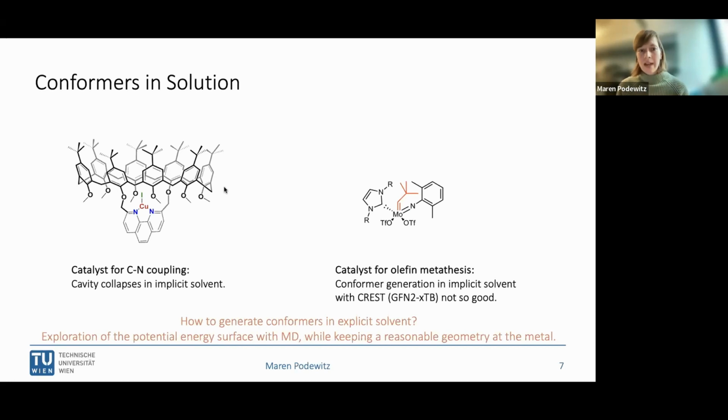Now, if you want to do that, you see we have these transition metals here, and they are typically a challenge for any kind of force field, because before we can even start our calculations, we need to come up with reasonable parameters. What was really important to us is that we keep a reasonable structure and geometry at the metal center. So the next challenge was: how do we generate these molecular mechanics parameters?